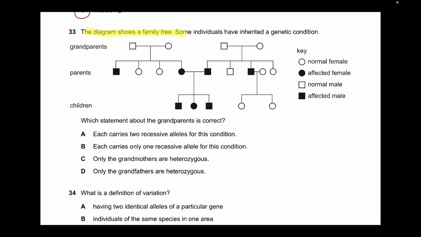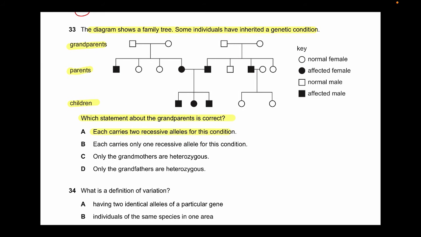The diagram shows a family tree. Some individuals have inherited a genetic condition. Grandparents, parents, children. Which statement about the grandparents is correct? As we can see, the grandparents did not have the disease, but their children have the disease. So definitely they must be carriers. Each carries two recessive alleles for this condition. No, then they would have the disease themselves.